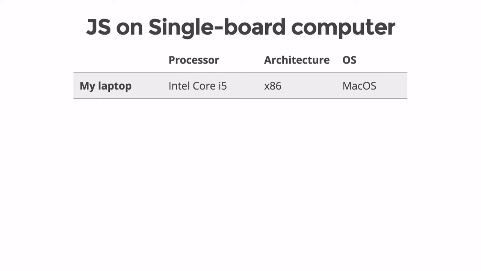There are three things to take note of. What is the processor? The processor inside my MacBook is Intel Core i5. The architecture for the instruction set running inside the processor is x86. And the operating system is macOS.